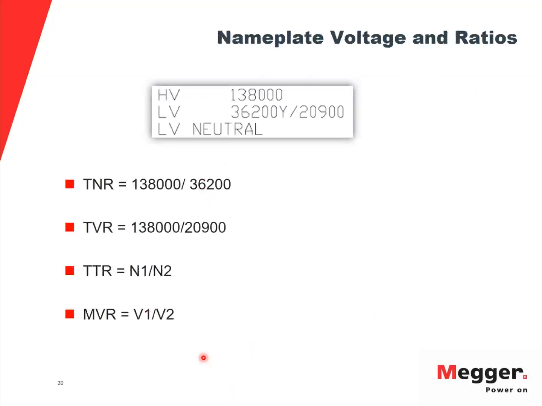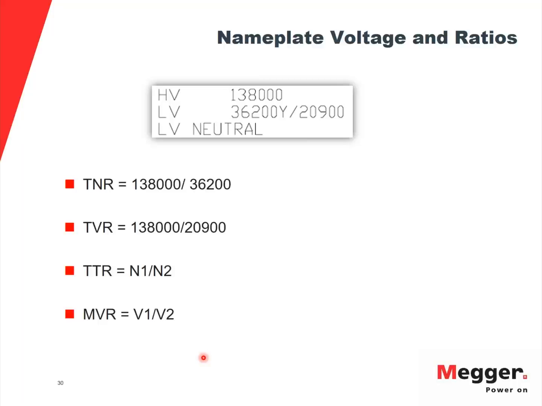Now, going back to the same nameplate information, I have a high voltage winding, I have a low voltage winding. Now let's look at those four terms that we talked about. Your transformer nameplate ratio would be the ratio of line-to-line quantities, so it would be the ratio of 138 kV to 36.2 kV. Whereas the TVR, which is transformer voltage ratio, is a ratio of phase quantities, which is 138 kV of the delta side to the phase value of the Y side, which is 20.9 kV.